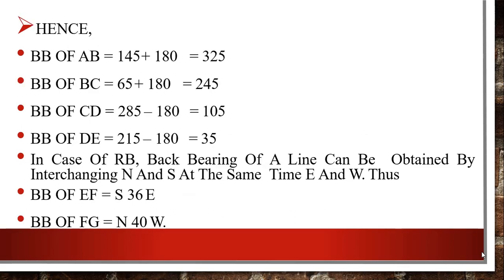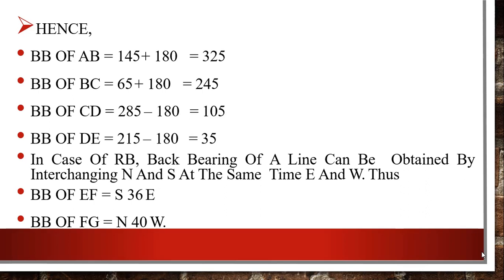Okay, so begin with the solution. The back bearing of line AB is equal to, as the forebearing of line AB is 145 degree, which is less than 180 degree, so for getting the back bearing, you have to add 180 degree to 145, right? So the back bearing of AB is equal to 145 degree plus 180, which is equal to 325 degree.